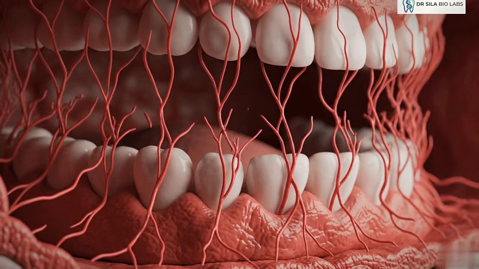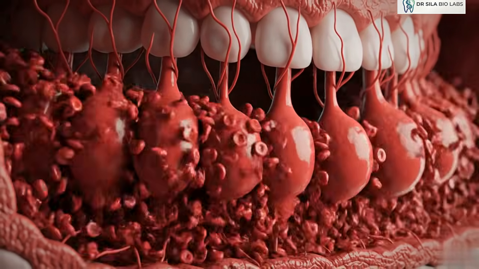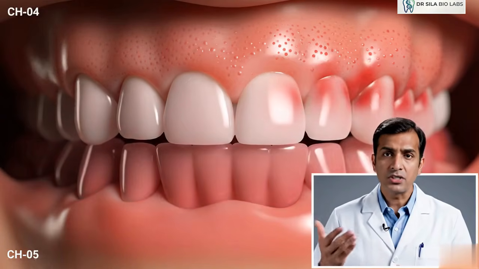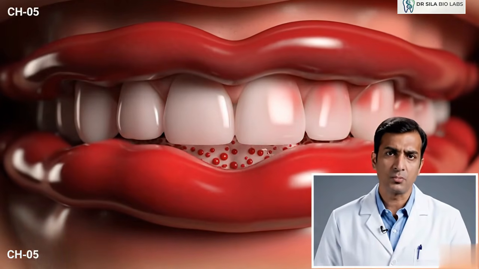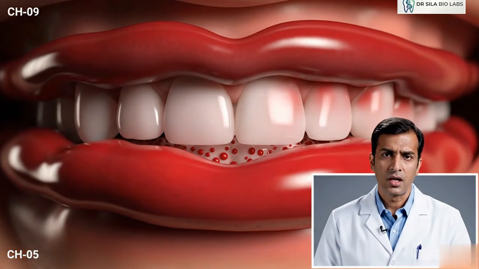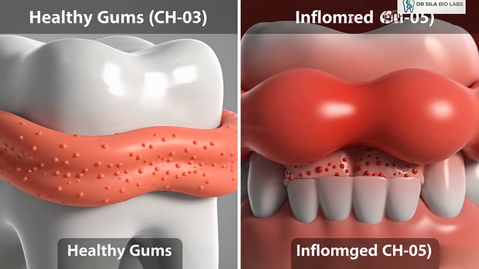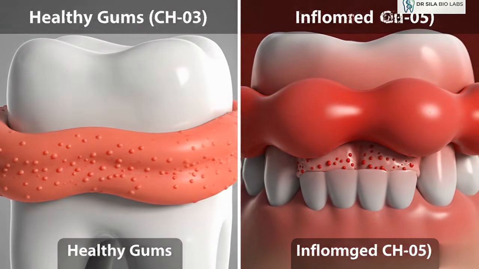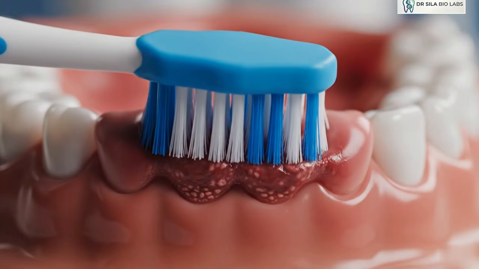Blood flow increases as the body attempts to fight the bacterial challenge. As inflammation develops, the gums begin to change in appearance. They become redder, softer, and more swollen than healthy tissue. Even gentle brushing may trigger irritation.